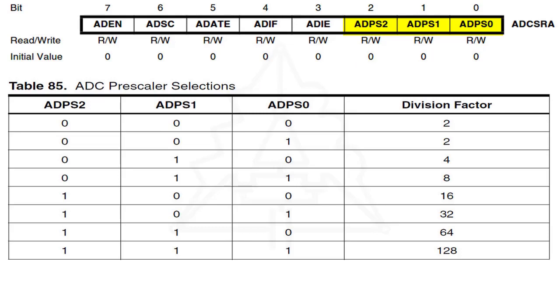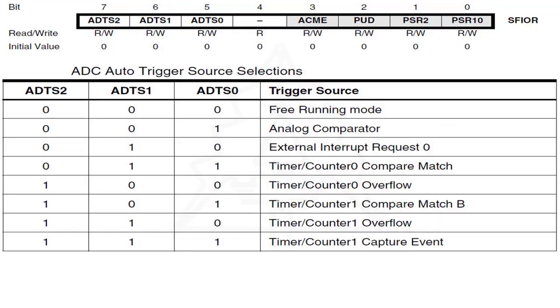These bits determine the division factor between the XTAL frequency and the input clock to the ADC. If ADATE in ADCSRA is written to 1, the value of these bits selects which source will trigger an ADC conversion. If ADATE is cleared, the ADTS2:0 settings will have no effect.